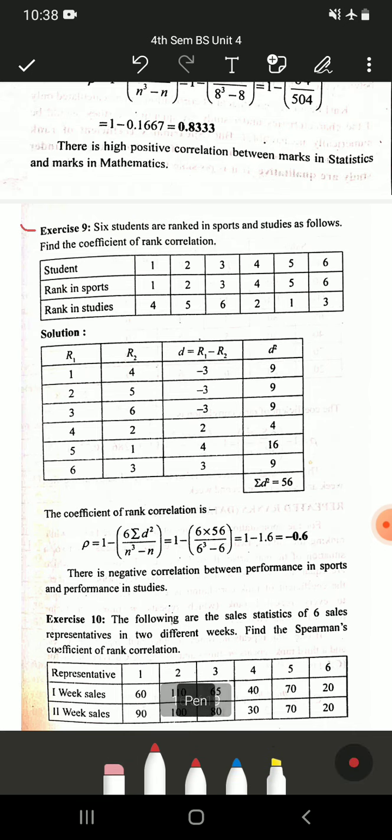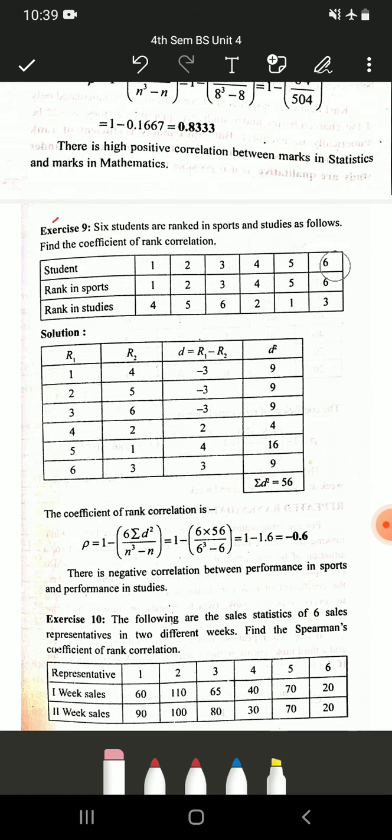6 students are ranked in sports and studies as follows. Find the coefficient of rank correlation. So here there are 6 students, they have directly given the rank. So rank in sports for the first student is 1, whereas in studies he gets the 4th rank. The second student gets the 2nd rank in sports and 5th rank in studies, and so on. For all the 6 students, they have given ranks.